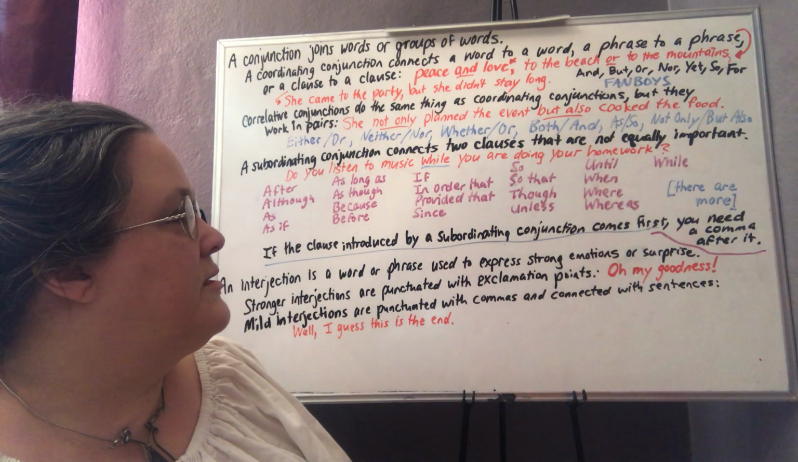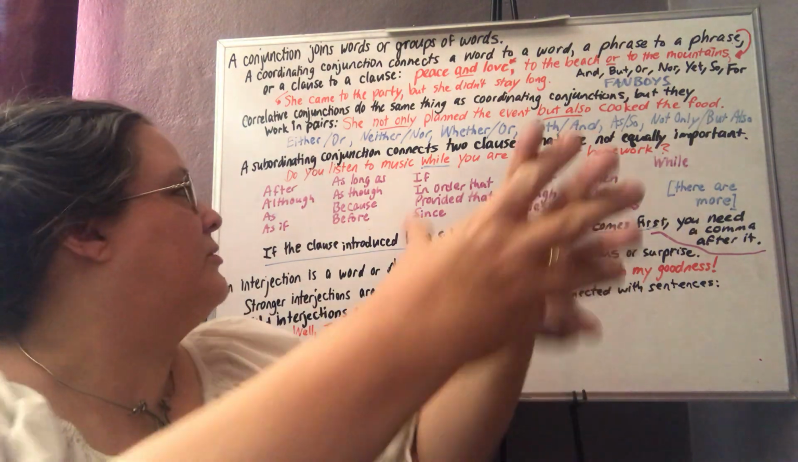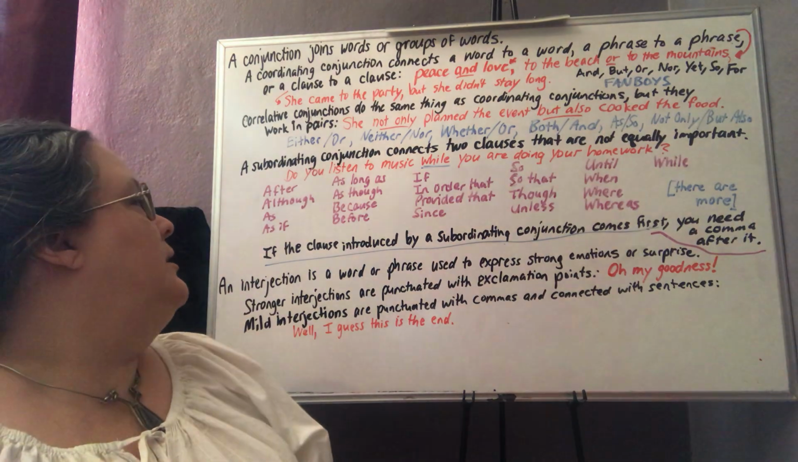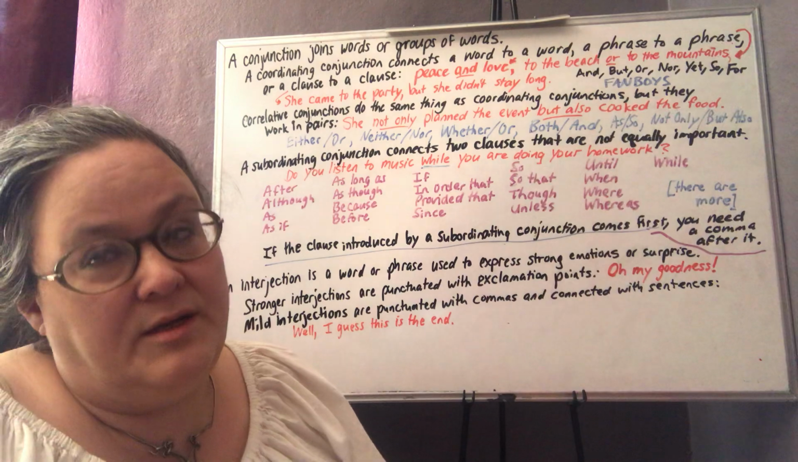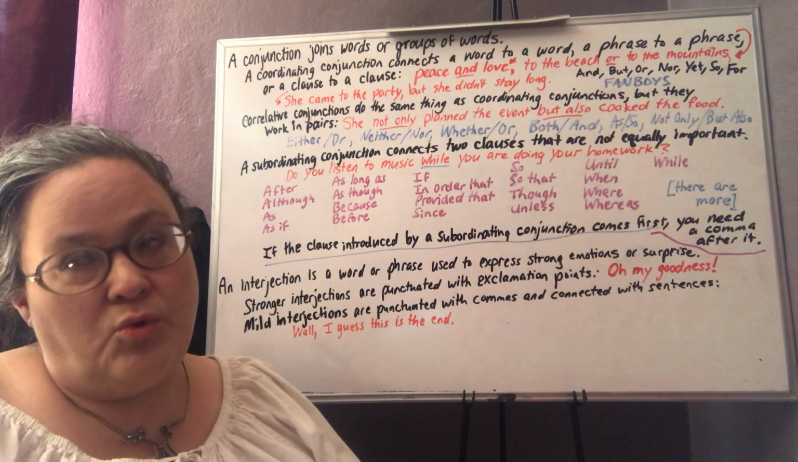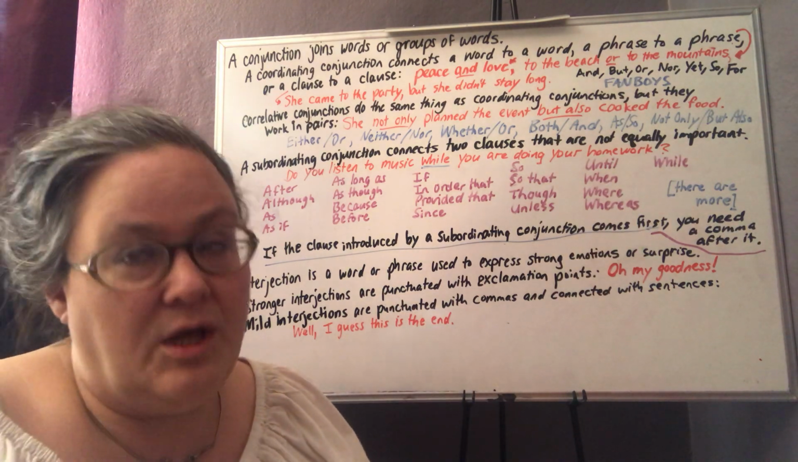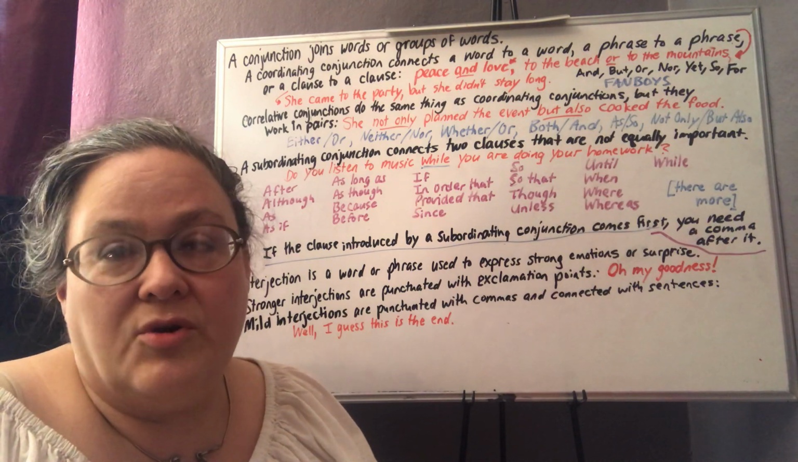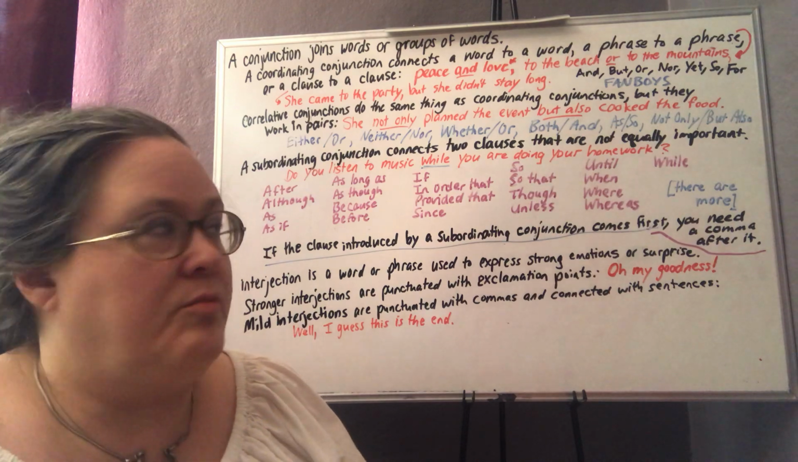It's emphasizing that double was done, okay? A subordinating conjunction connects two clauses that are not equally important. Okay, so here we're not going to connect just words or phrases, and subordinating conjunctions only connect clauses, which again means that they connect groups of words where each group has a subject and a predicate.